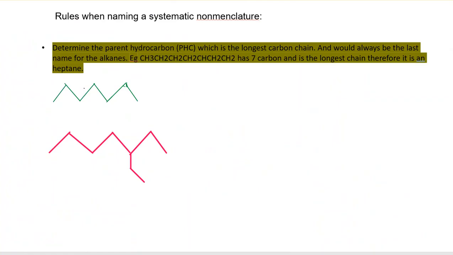I have written out the rules guiding the naming of alkanes. Also, I have pre-drawn questions to show you how they relate to the rules. The first rule says to determine the parent hydrocarbon chain, which is the longest carbon chain and would always be the last name of the alkane. This first example is just a straight chain. How many carbons does it have? 1, 2, 3, 4, 5, 6, 7. It has 7 carbons, so it's going to be heptane, because the 7 carbon chain is heptane.